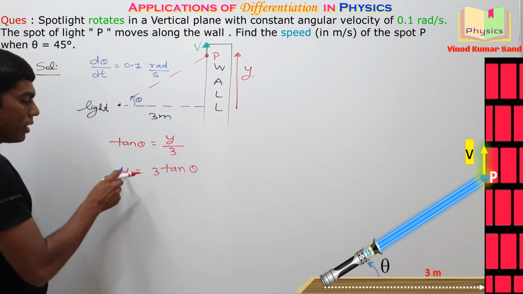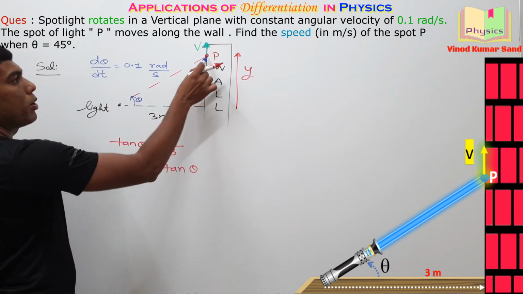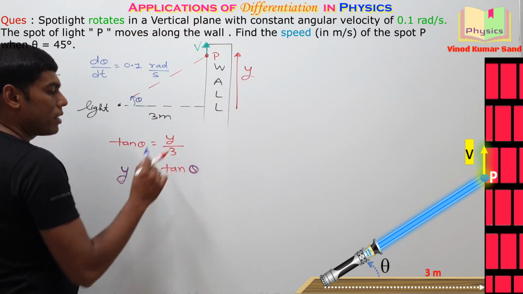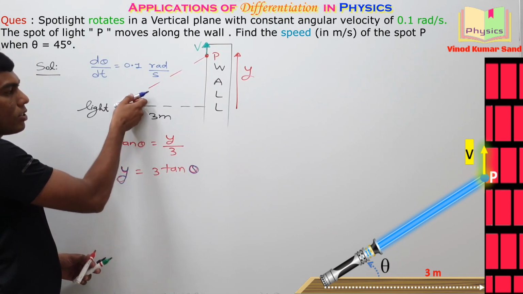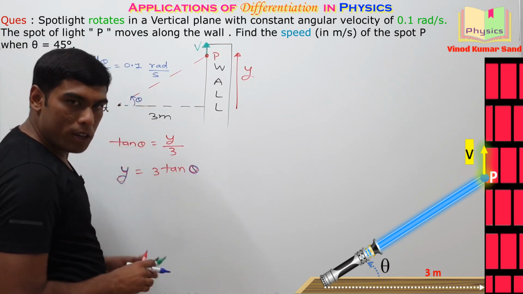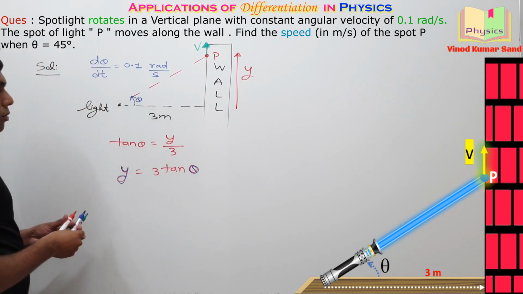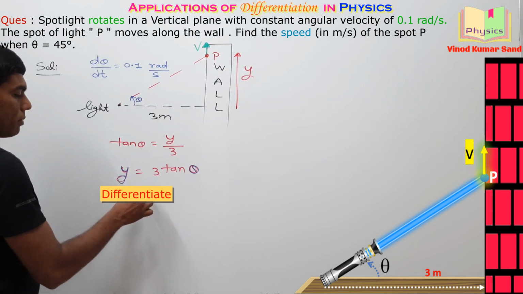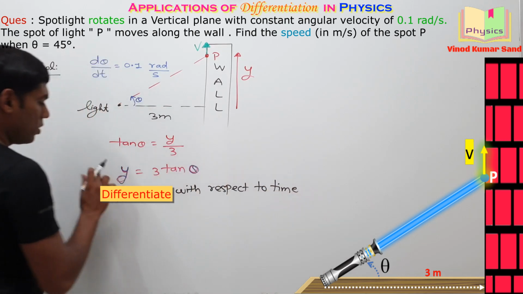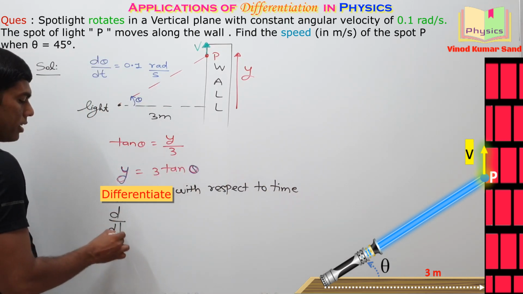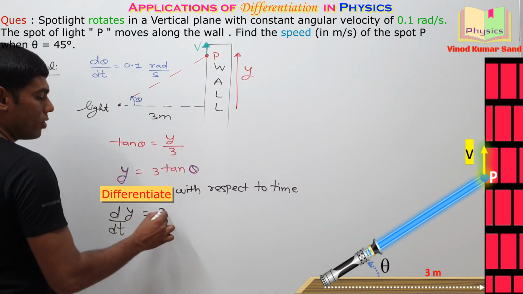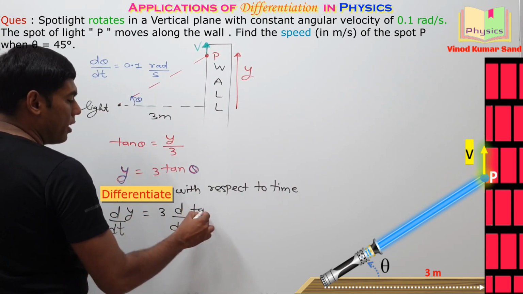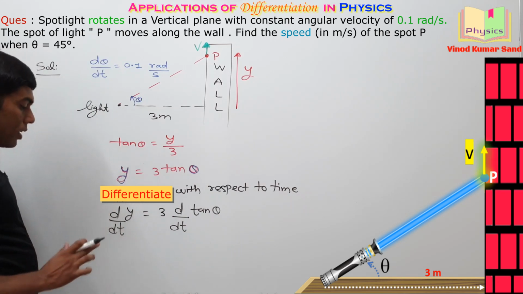Here the variable is y because as the point will go up, the y will keep on increasing, as well as the variable is theta. As the light is rotating like this, theta will keep on increasing. It means we are going to differentiate the things with respect to time. So this will be d by dt of y, and 3 is a constant, has been taken outside, d by dt of tan theta. Okay.